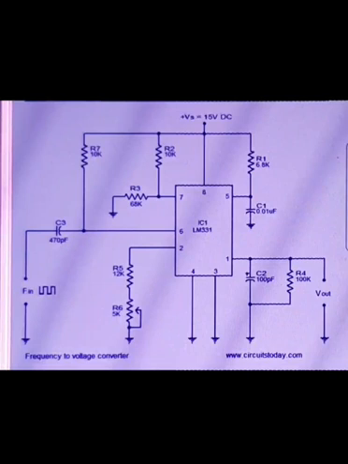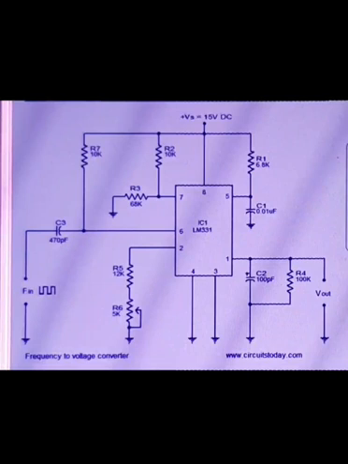F2V circuit diagram using the LM331. This IC is basically a voltage to frequency converter, but it can be used as a frequency to voltage converter. Its applications also include A to D conversion and long-term integration. The LM331 is used to convert the frequency into voltage. The voltage on the output is proportional to the frequency at the input.